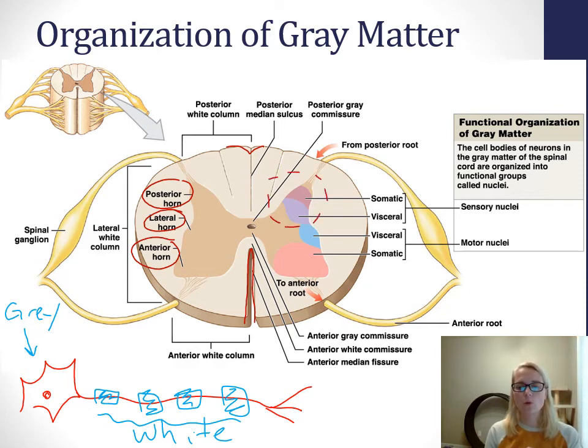So posterior horn only has sensory information. This is sensory information coming into the spinal cord. It only processes sensory information. Okay. And then somatic and visceral.